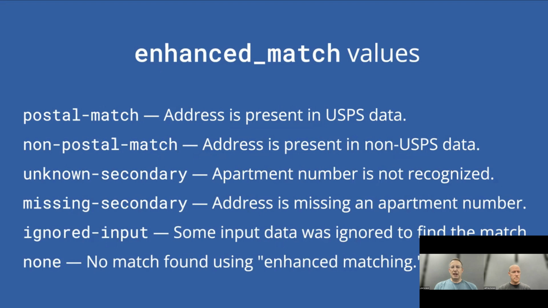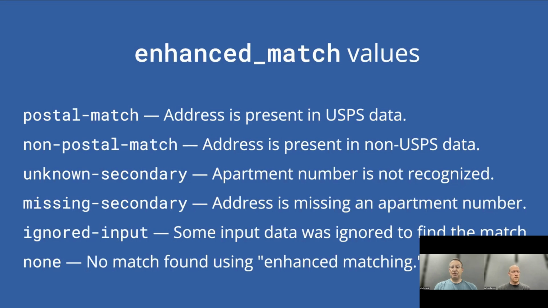Postal match, the address is present in the USPS data. Non-postal match, address is present in non-USPS data. Unknown secondary, fairly explanatory as long as you know what the word secondary means. When we use secondary parts of an address, we're talking about apartments and suites. So unknown secondary means there's an apartment number or suite number that was submitted that's not recognized.